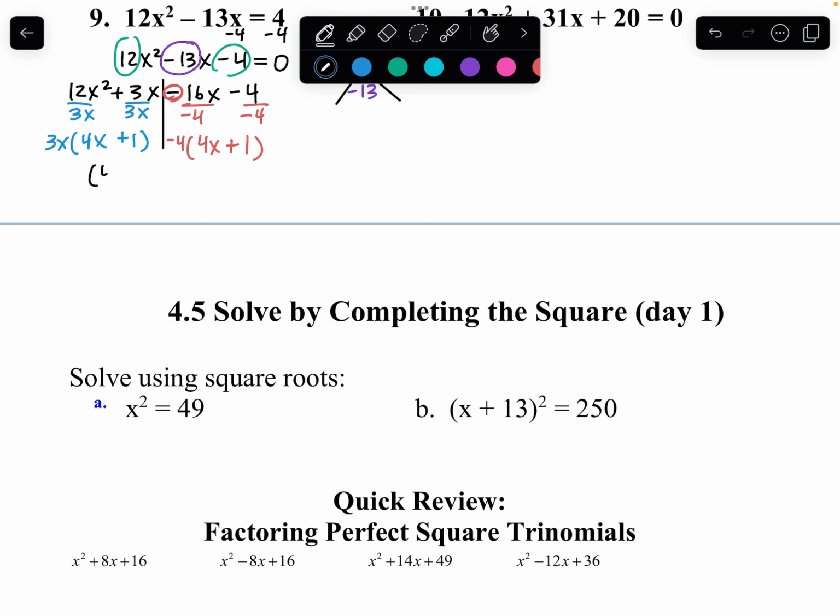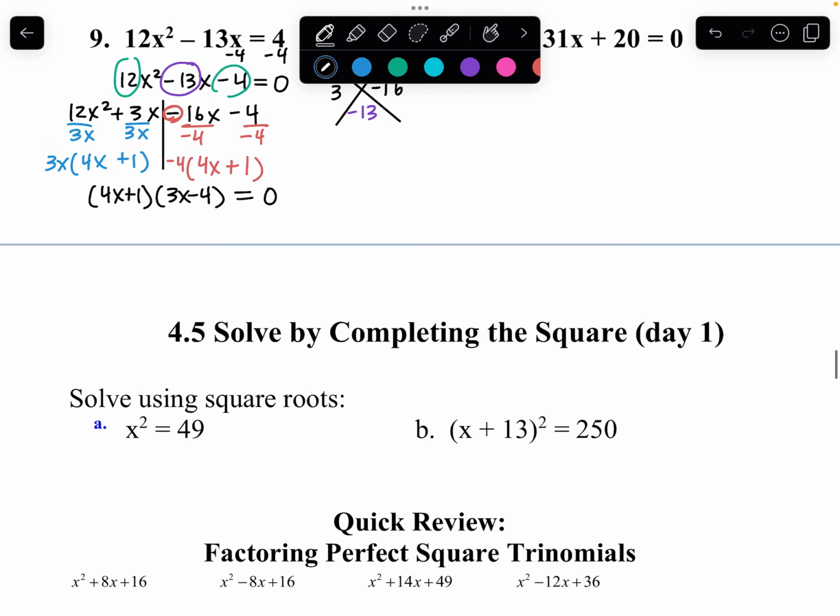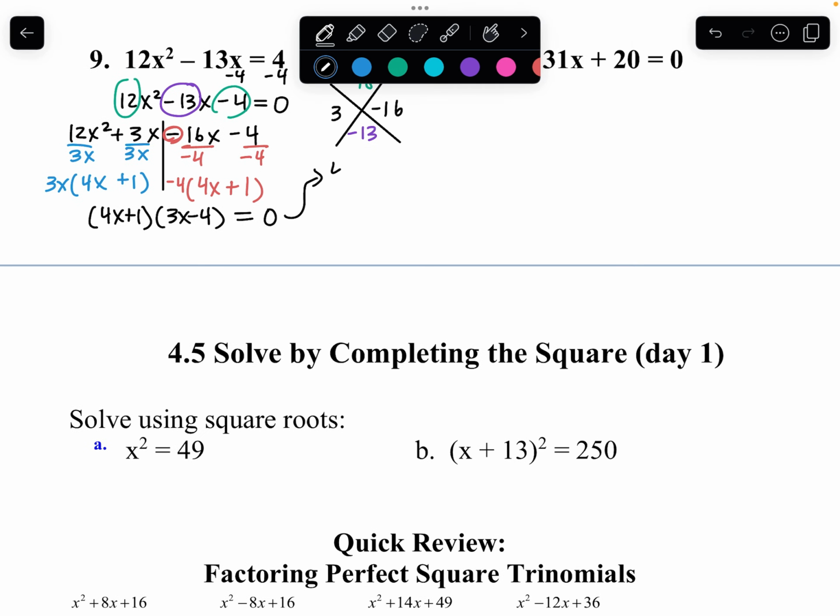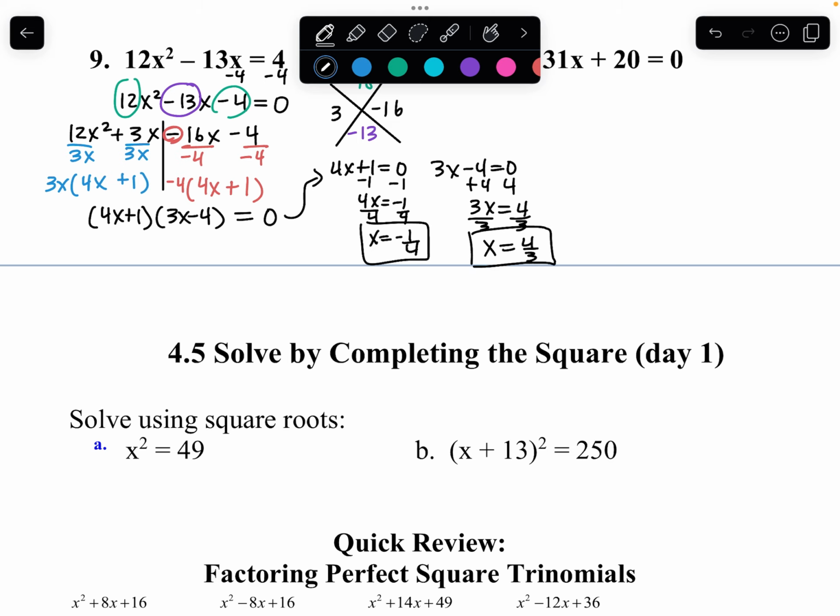And so the 4x plus 1 matches. That's one of my factors. And then the other factor is 3x minus 4. Remember, it all still equals 0. And so now we set each factor equal to 0. Okay, in this case, we subtract 1 first, then divide by 4. And so x equals -1/4. And in this case, we add 4 first, then divide by 3. And so x equals +4/3 is our other solution.